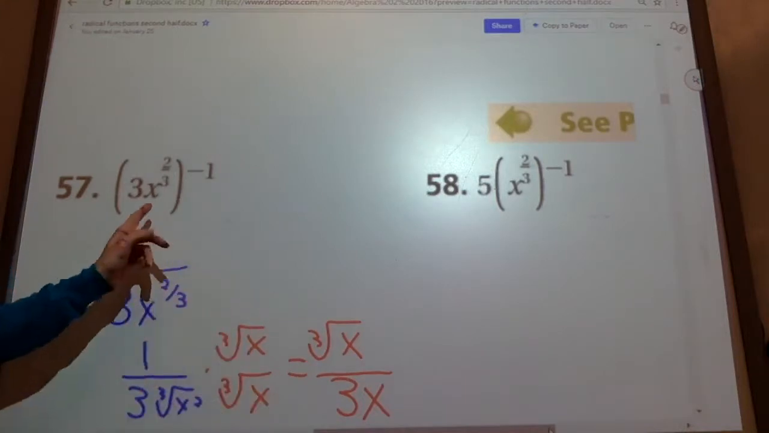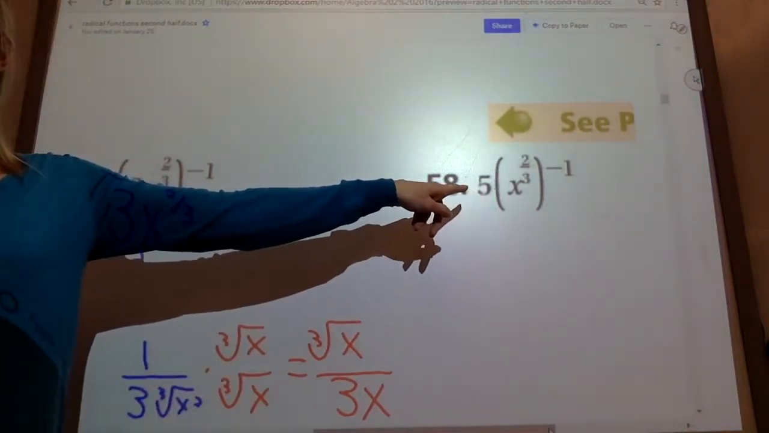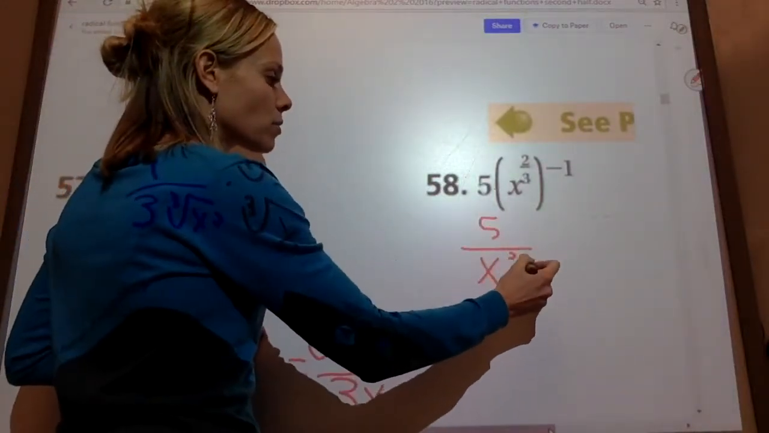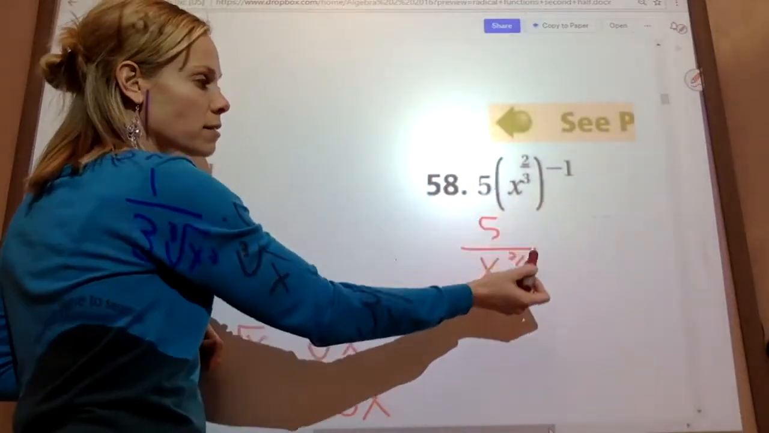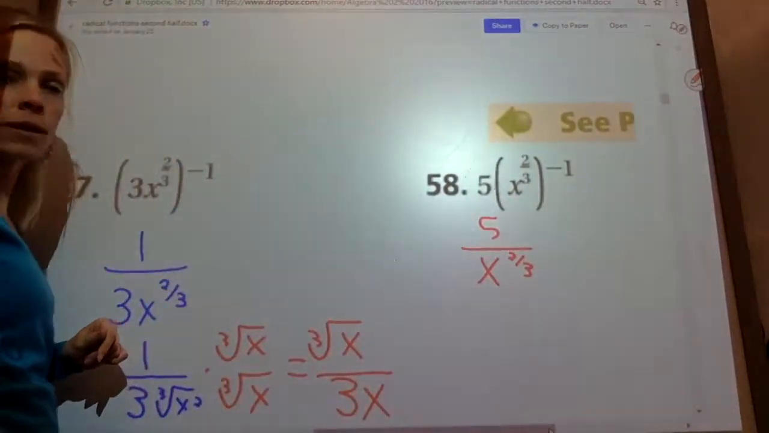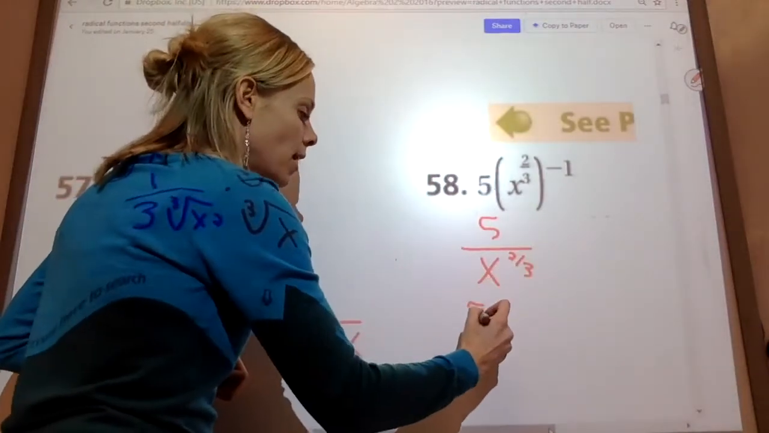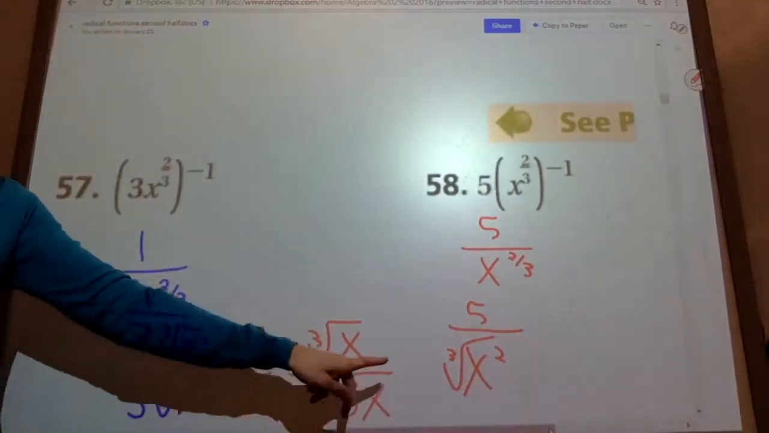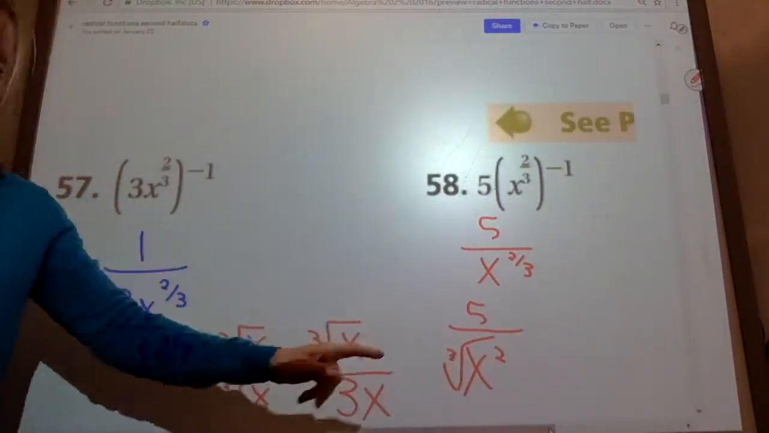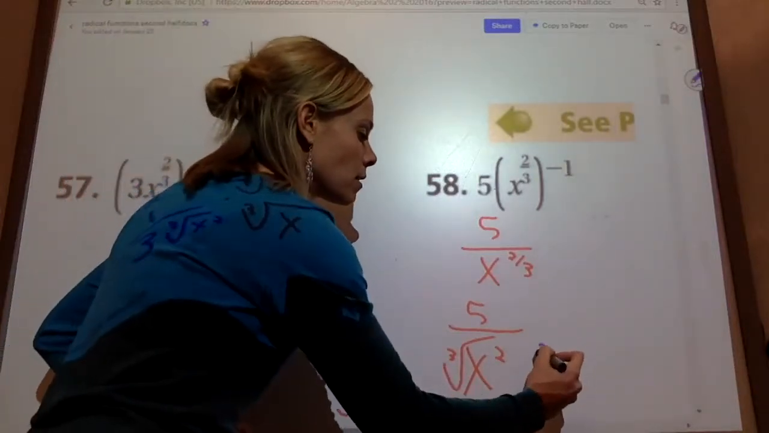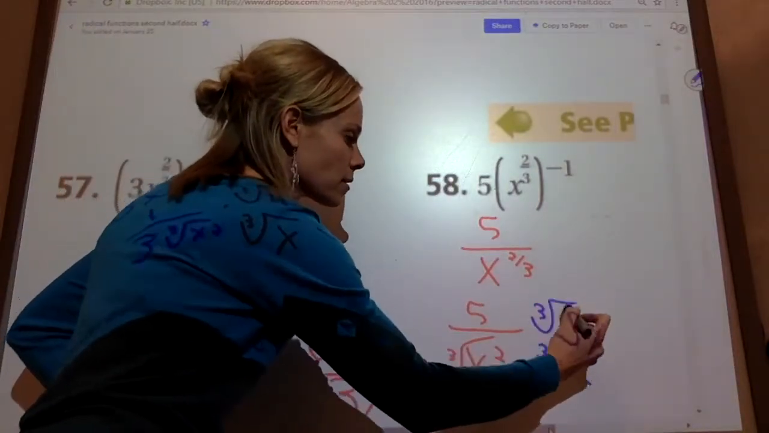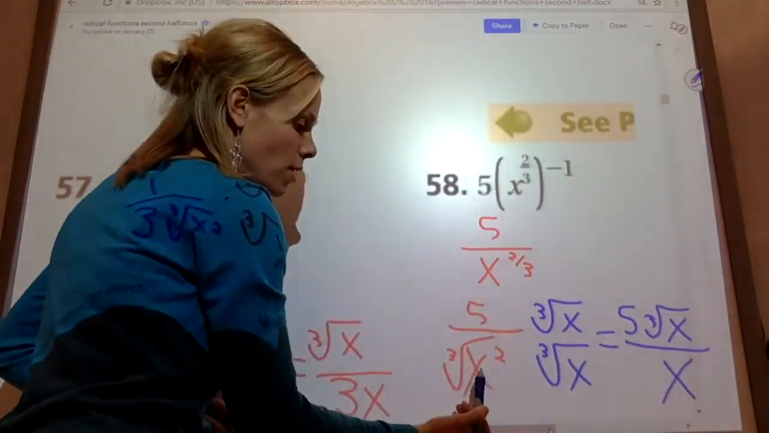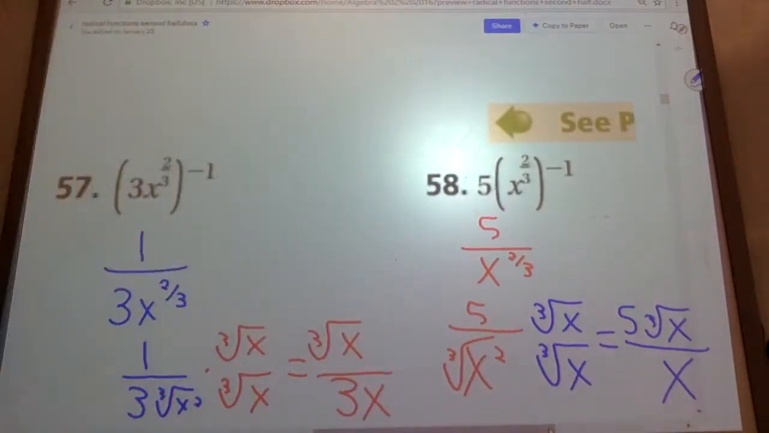So notice this one, the 5's not in the parentheses, so the 5 can actually stay on top. But this x to the 2/3 is going to go on the bottom, so this -1 becomes a +1, right? But again, this is 5x over cube root of x squared. Can't have cube root of x squared, so I'd multiply by cube root of x. So I would get 5 cube root x over x, because now I have 3 x's, I can take 1 out.